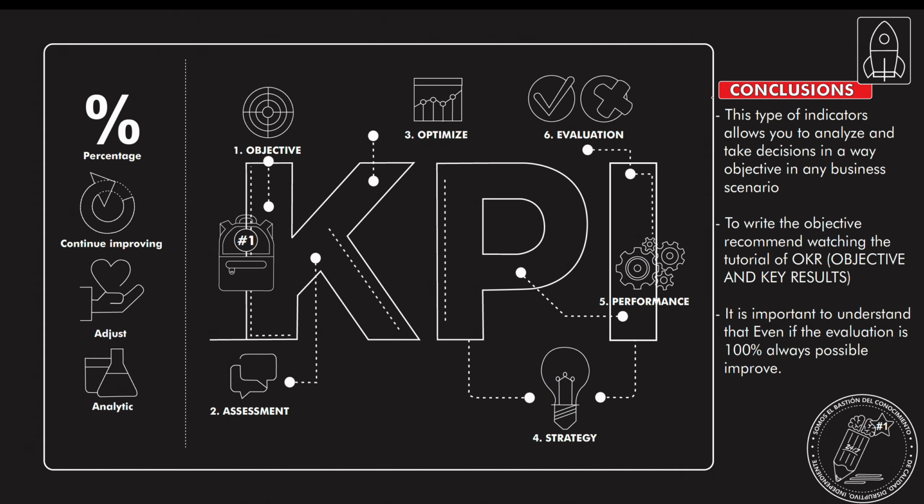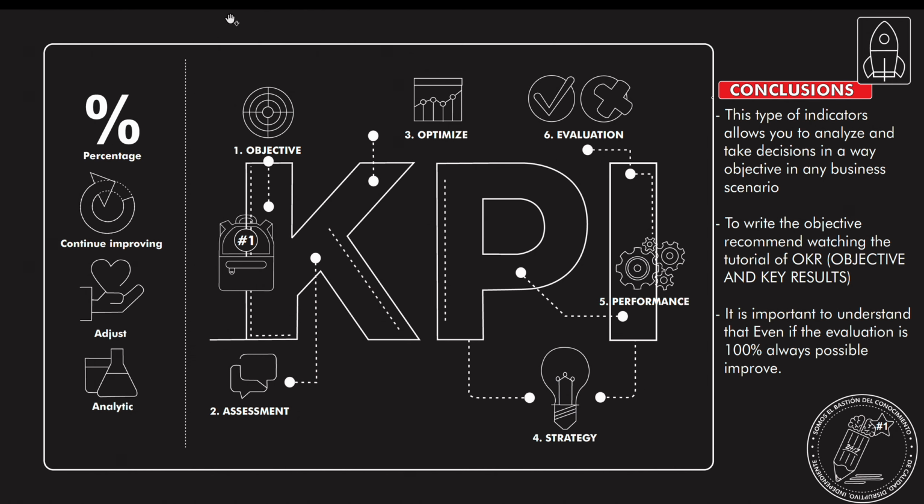As a conclusion, we can say that this type of indicator allows you to analyze and make decisions in a way that is objective, in any kind of business scenario, but also in any kind of productive way. To write the objectives, I recommend watching the tutorial on OKR, objective and key result, which is extremely important because in that video I teach you how to write the first point, the objective.